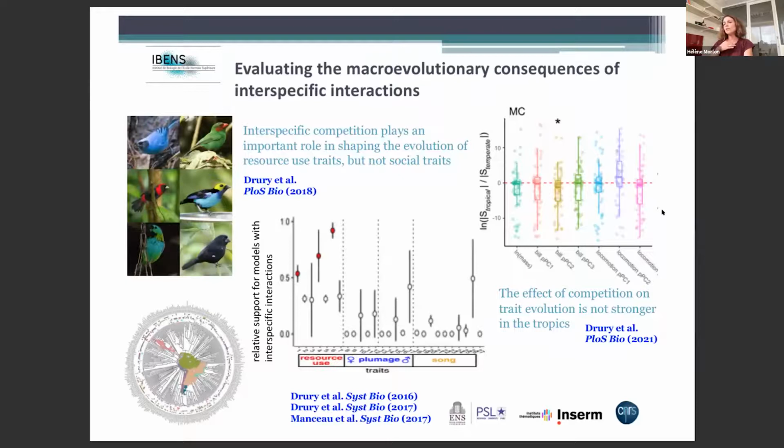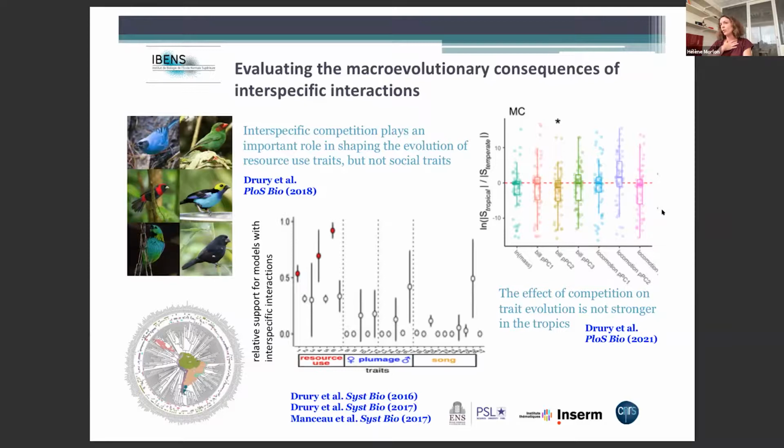Another class of models that we have been pushing forward allows us to test the potential effect of interspecific interaction on diversification and trait evolution. And for the type of results we can get here, I have two examples. In one, we tested the strength of interspecific competition in traits used in particular for resource use versus traits involved more in social interaction, and we found a stronger effect of interspecific interactions on trait evolution for traits involved in resource use.